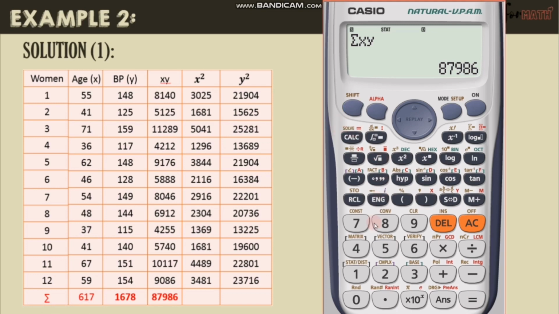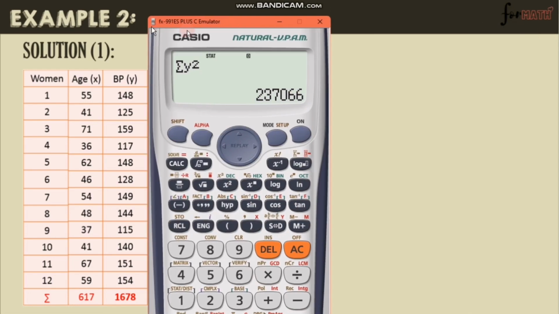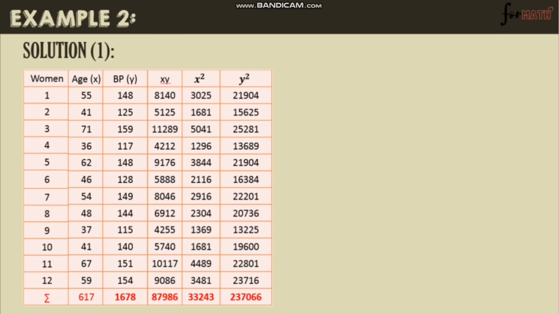And for the x squared, shift 1, sum 3, and then x squared 1 equals. So 33,243. And for the y squared, shift 1, y squared, number 3, and then equals. So meron tayong 237,066. So nakuha na po natin yung mga summations. So next naman natin dyan ay kunin naman po natin yung value ng R.